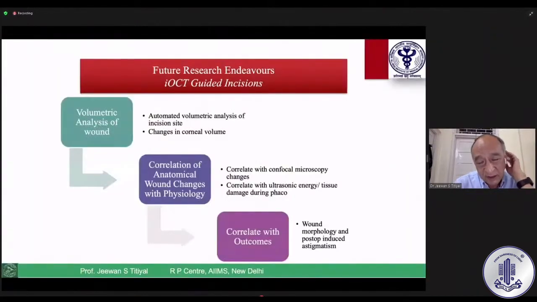The future area, which I'm looking at and which young people should look into, is advanced intraoperative OCT. We are doing a volumetric analysis, our own three-dimensional volumetric analysis, especially after using the various injectable devices.